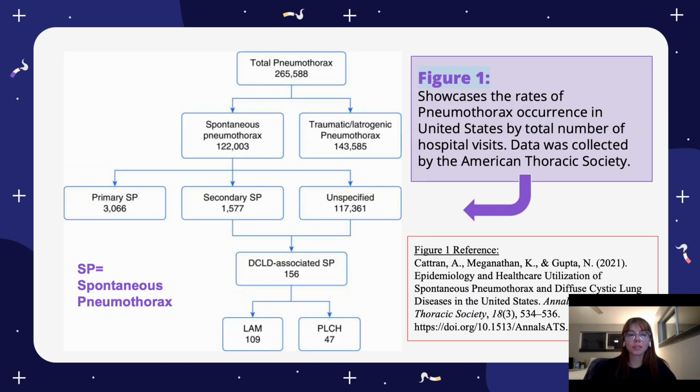So this chart I found is really good from an epidemiological study. Most notably, in 2015, there were around 265,588 cases of pneumothorax, which were tracked through outpatient, inpatient, and ED visits. And then going down, we can see that obviously traumatic pneumothorax happens more often, and so does primary spontaneous. So secondary is the least common. And that's for the ones that were classified and such.